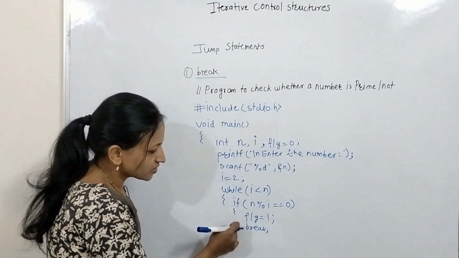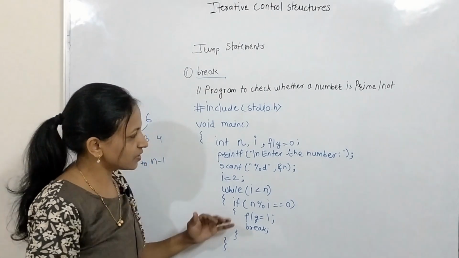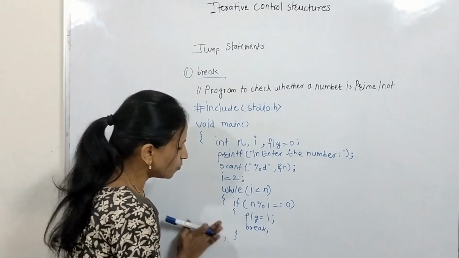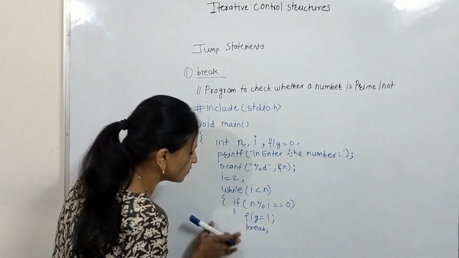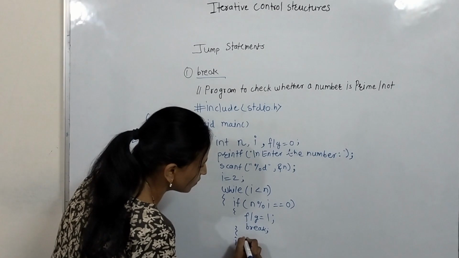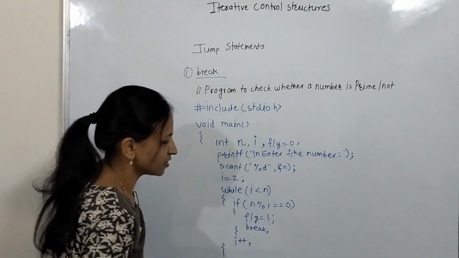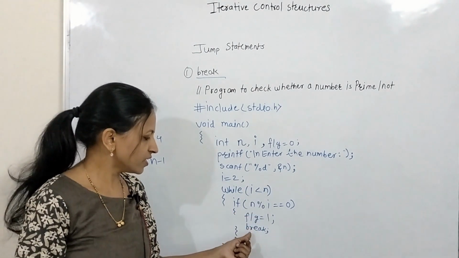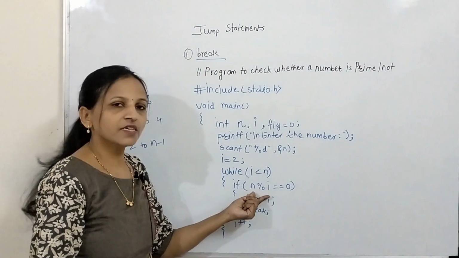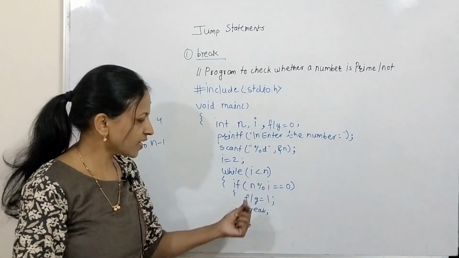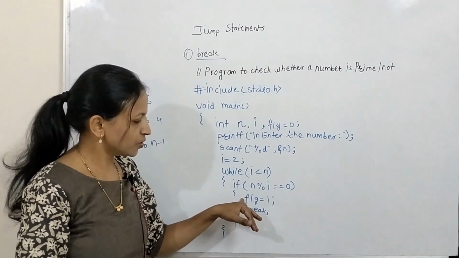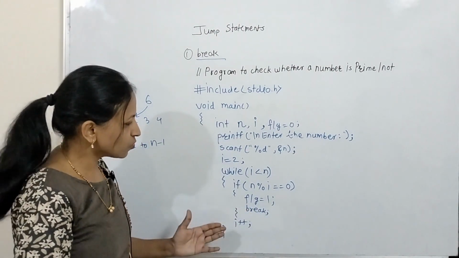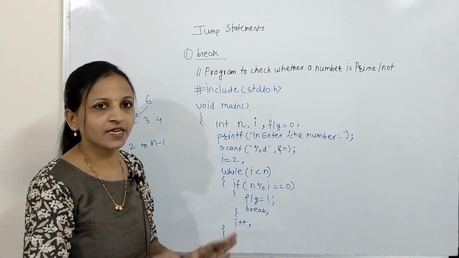Otherwise, if this is not true, what will happen? The flag will remain 0 as it is, and the whole loop will get executed and the flag will remain 0. Here we have to update the counter's value every time, i++. This is important. Here this is the initialization, this one is the test expression, and this one is the increment. If this condition is never true, in that case the flag will remain 0. It will not change the value of the flag and will not break the loop even. Means the whole loop will get executed in that case.